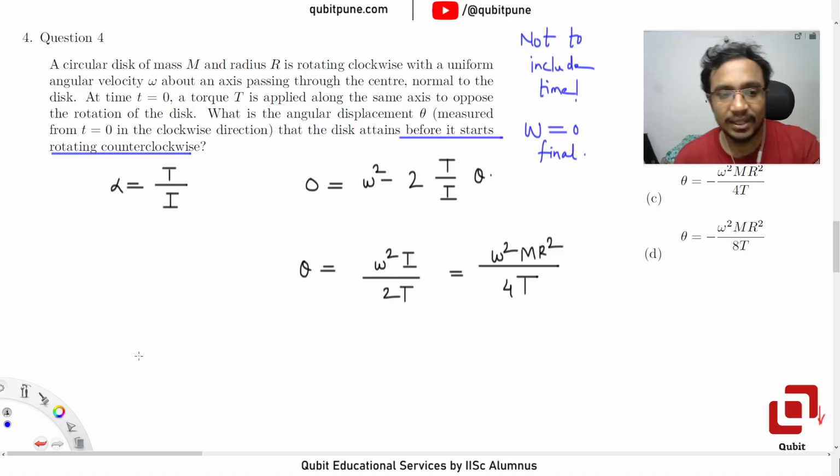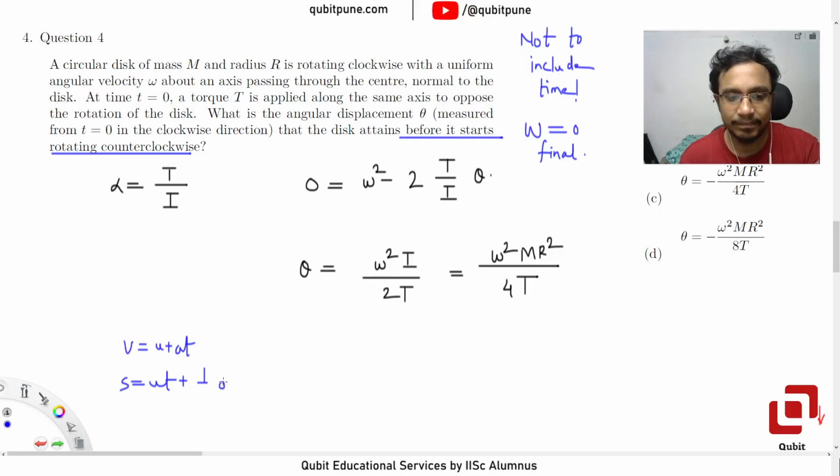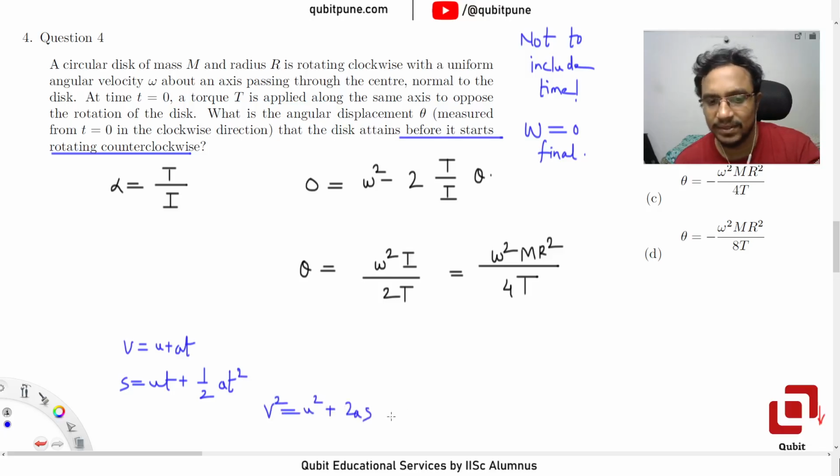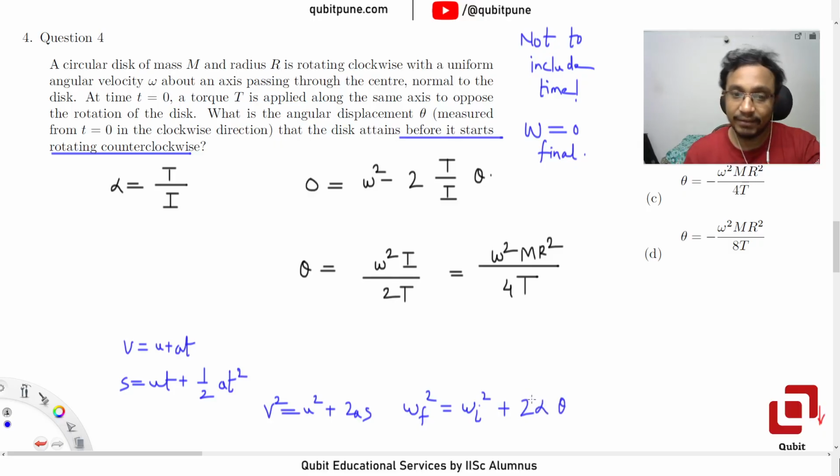So now you have three equations: v equal to u plus at, s is equal to ut plus half at squared. Both of them have time in it. Only one of them doesn't. The third one, v squared is u squared plus 2as. The rotational analog of this is omega final squared is omega initial squared plus 2 alpha theta, right? And that theta is what they have asked.